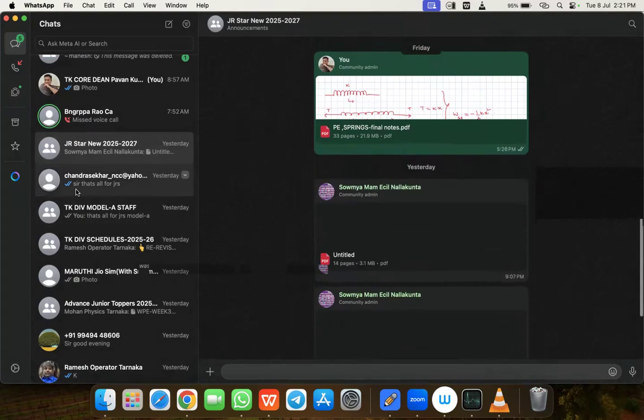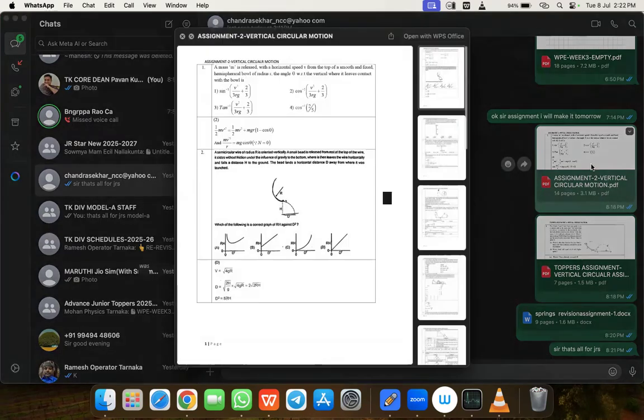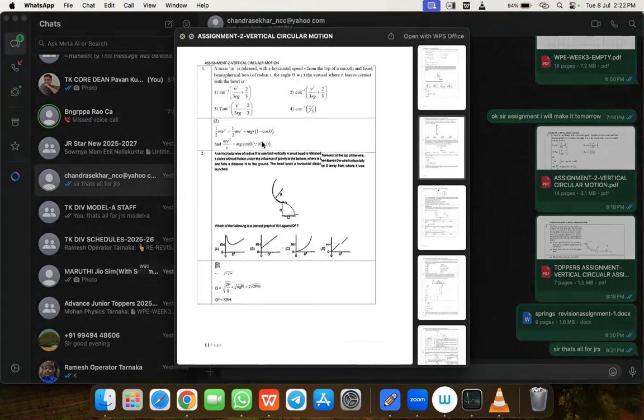Madam forwarded 2 times the same notes. Yeah, it is up to your choice. She will post you, take the printout, do by your own. No. For these questions, I have provided solutions actually. This is another question. This is the one which I have shown.